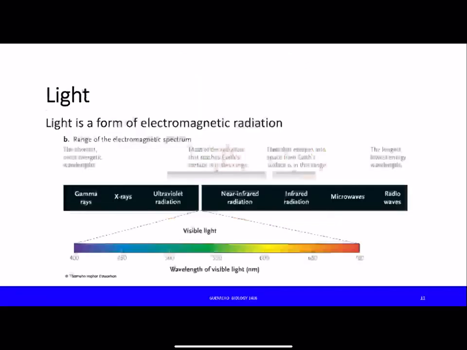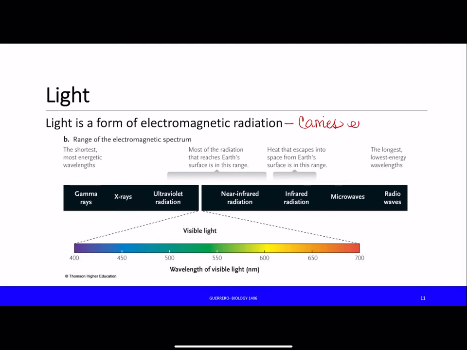So we've mentioned a time or two that sunlight's vitally important for this process. We haven't talked about why. So light is a form of electromagnetic radiation, which means it carries energy. Now, how much energy it carries depends on what part of the light spectrum we are working with, because the different parts carry different amounts of energy.